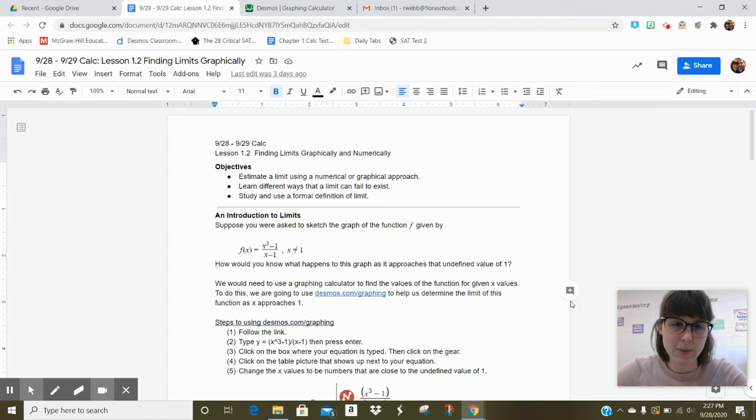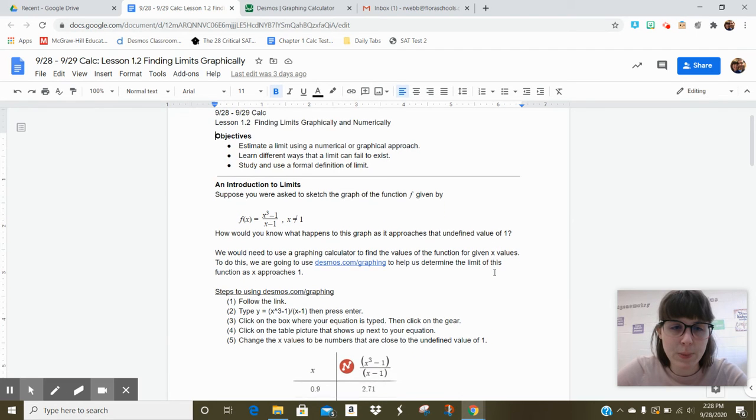Today's lesson was about finding limits graphically and numerically. So we estimated a limit using a numerical or graphical approach. I'm going to teach you how to use a table to help you find a limit and how to use a graph to help you find a limit. We're going to learn different ways that the limit can fail to exist. We're not studying the formal definition of a limit until later, but that's coming up.